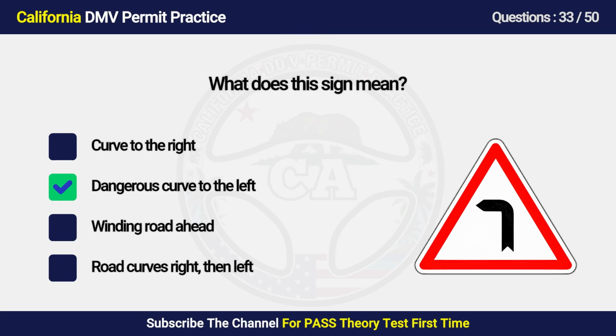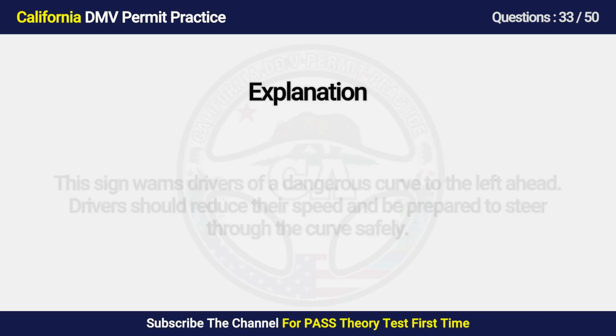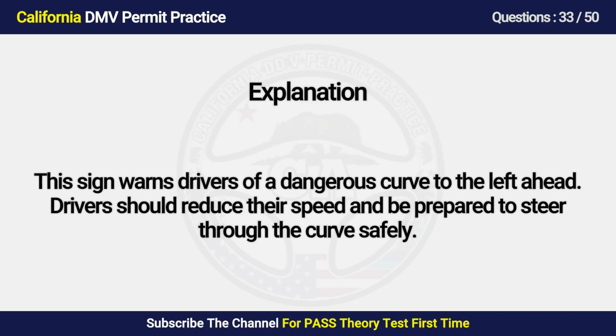Answer is B. Dangerous curve to the left. This sign warns drivers of a dangerous curve to the left ahead. Drivers should reduce their speed and be prepared to steer through the curve safely.